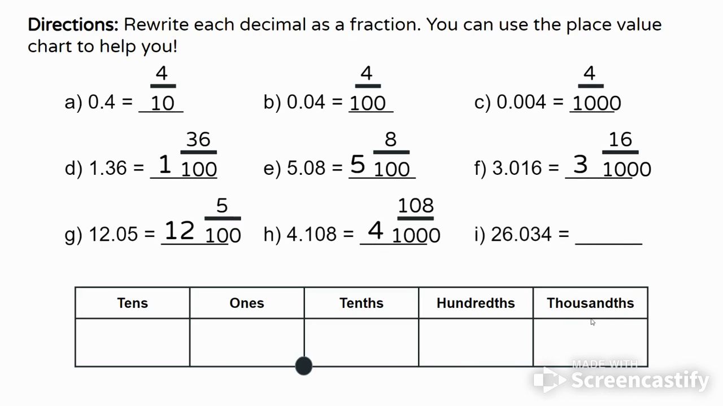Finally, we have 26 and 34 thousandths. So let's place that in the place value chart. Before the decimal, we have 26. So we're going to place a big 26 in front of the fraction. After the decimal point, we have 34. So the numerator is going to be 34. The last digit is the 4 in the thousandths place. So the denominator is going to be 1,000. We have 26 and 34 thousandths.